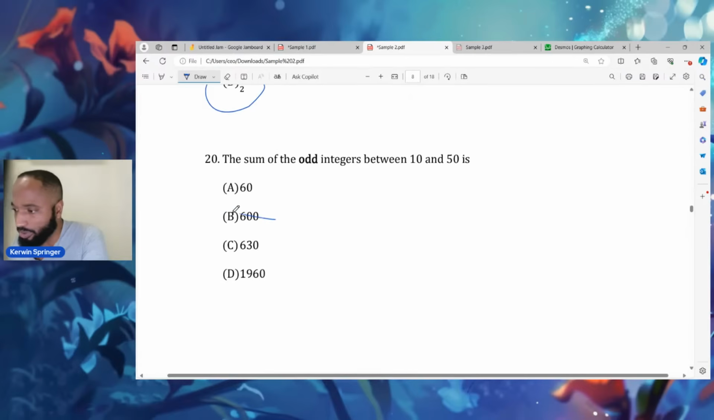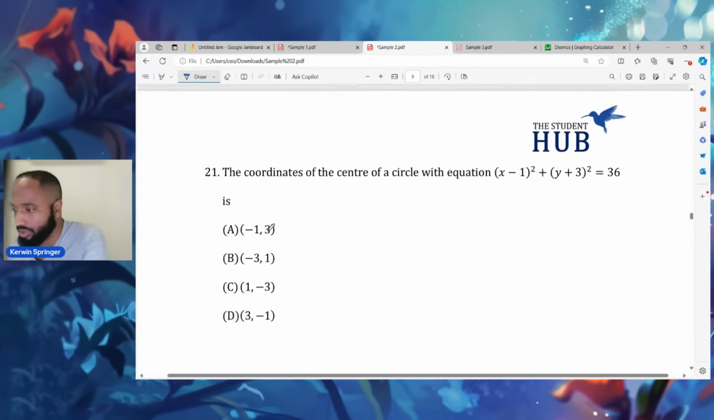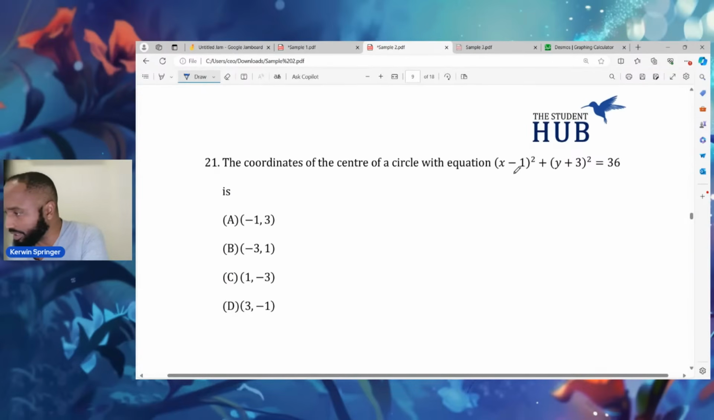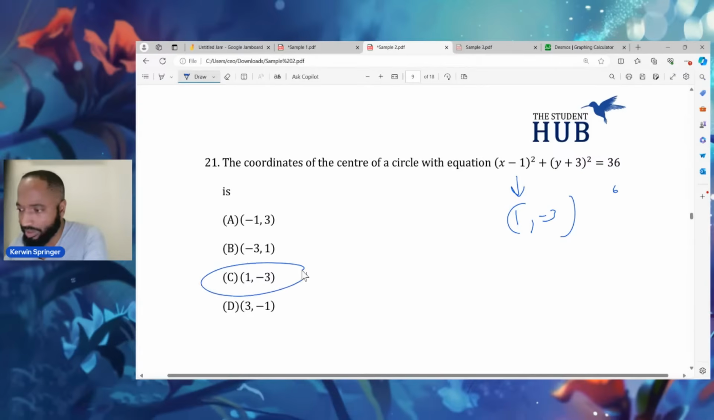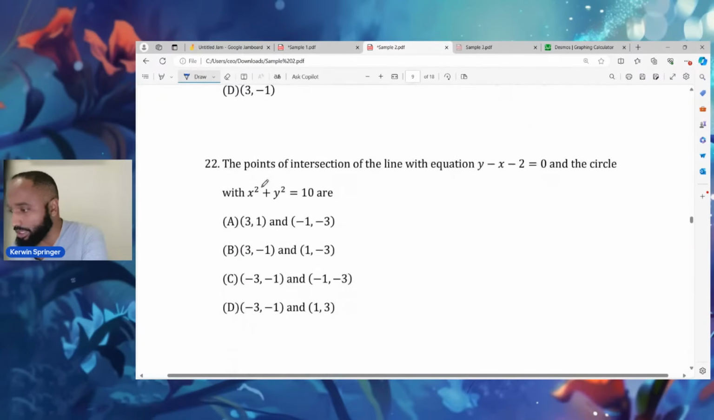The sum, which we did already, is 600. The coordinates of the center of a circle: the radius is 6, so the center will have to be 1 and -3. C. Wow, there will be some speed questions here.